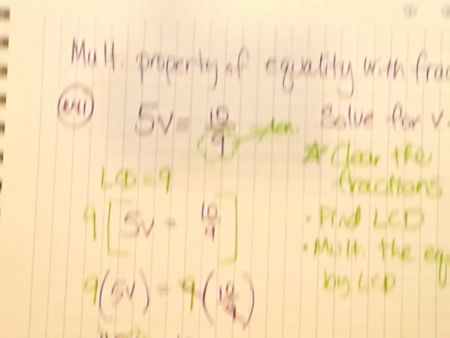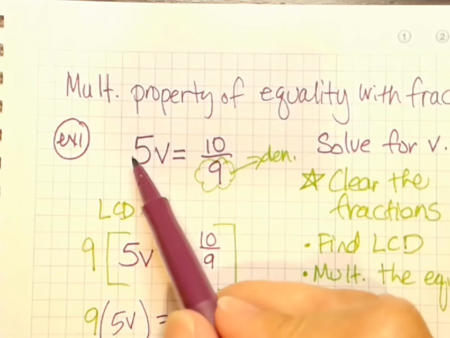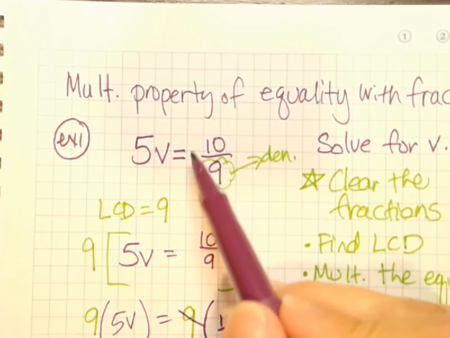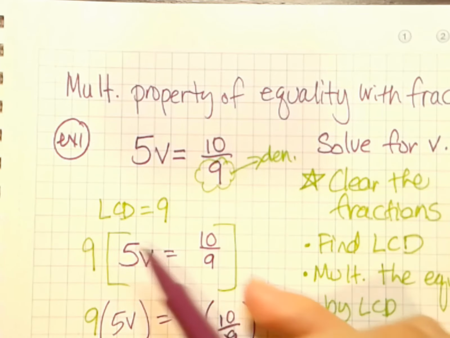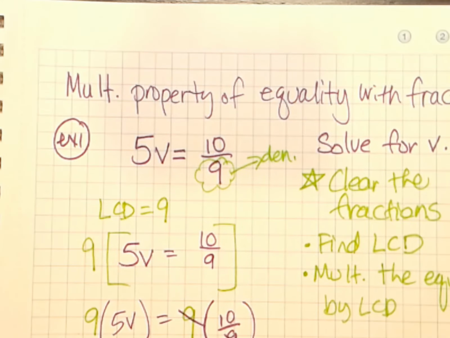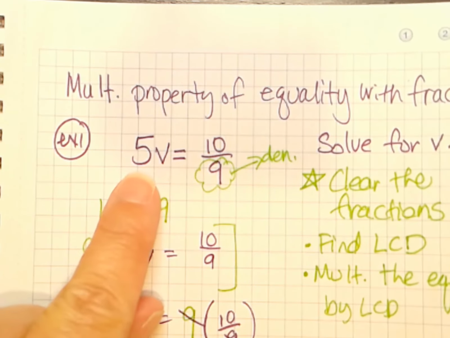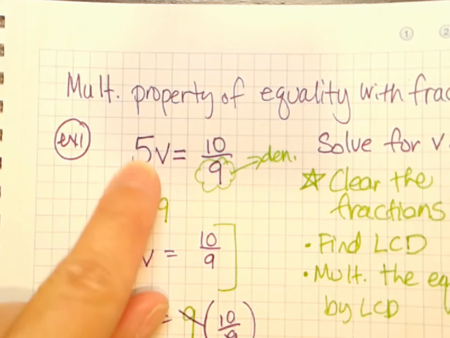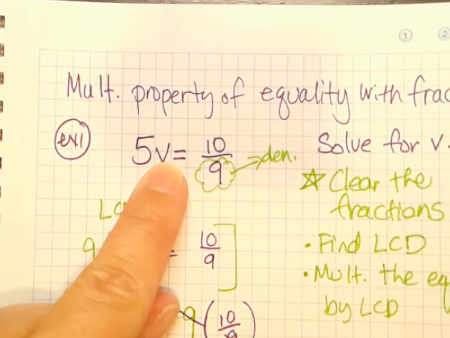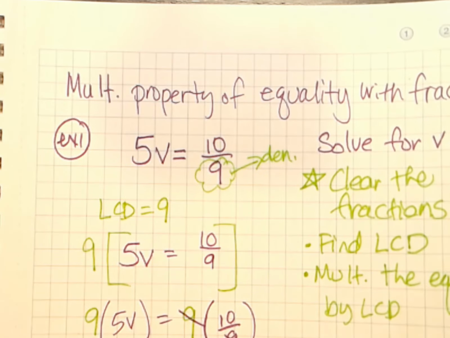Okay, if you noticed for this one, the numerical coefficient was 5. It was not a fraction, but I had a fraction constant over here, and I still multiplied by the least common denominator, 9. I'm going to do another problem, a problem in which the fraction is the numerical coefficient of the variable, because I want you to see that it's going to work the same way.